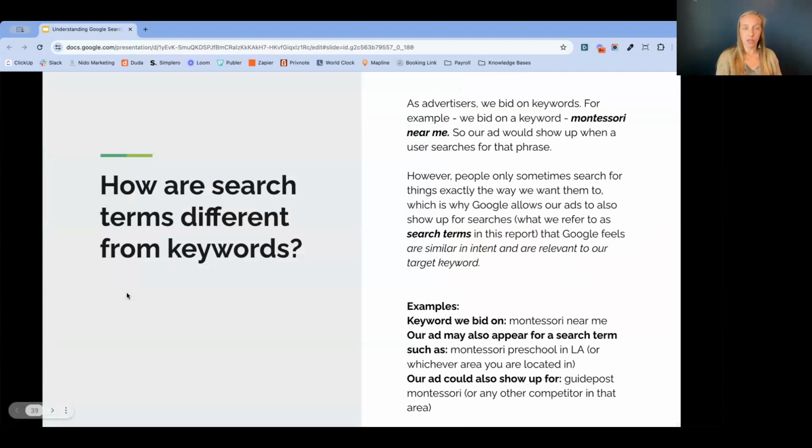So once again, how are search terms different from keywords? Remember, as advertisers, we're bidding on those keywords. The search terms are what people are looking for. So if we look at your example down here, the keyword we bid on is Montessori near me. Your ad may appear for a search term such as Montessori preschool in LA, or wherever you're located. Or it could also show up for Guidepost Montessori or any other competitor in that area. So with Montessori near me, your ad could show up for any of these different types of things. Search terms are what your prospective parents are looking for. Keywords are what you're targeting when you're inputting these into your Google Ads, when you're building your Google Ads.